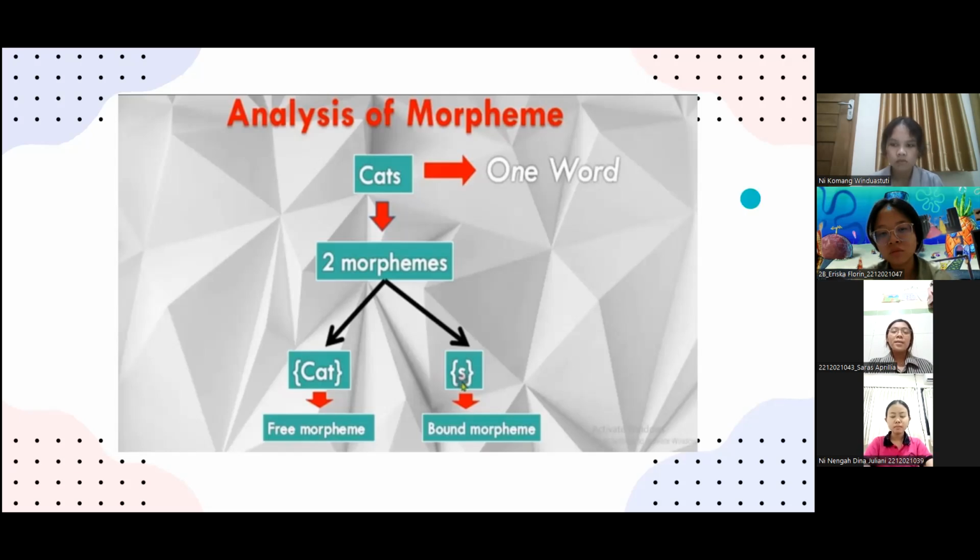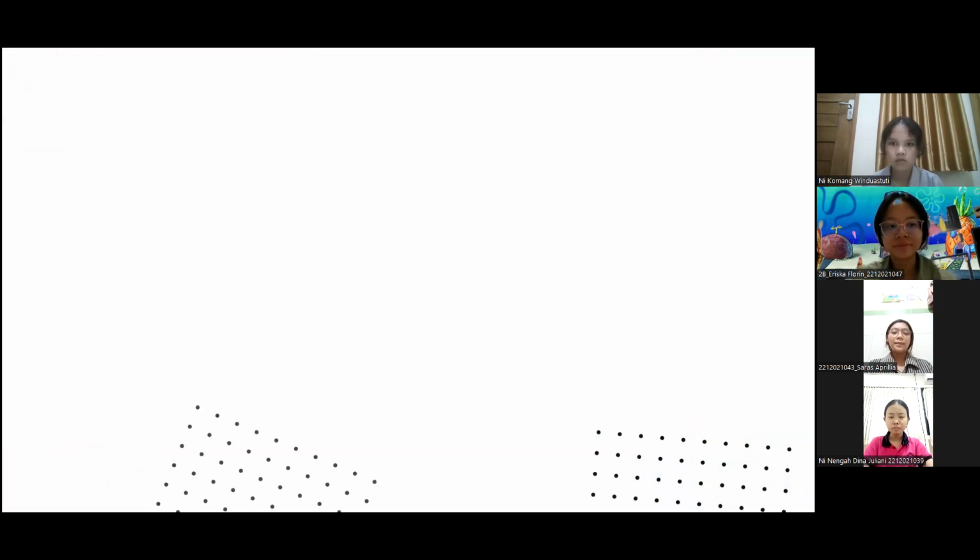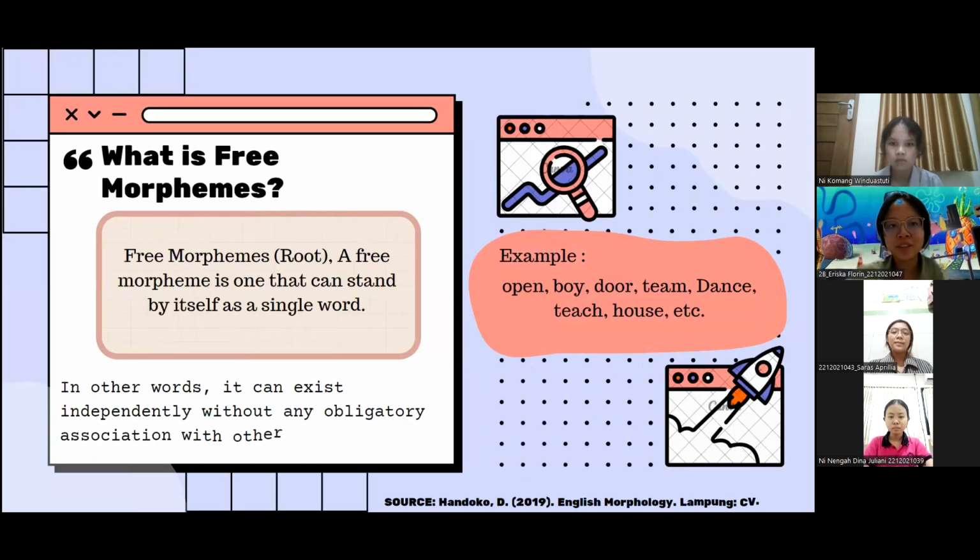So, the next material will be continued by my friend Ariska. Okay, thank you, Saras, for the opportunity given to me. So in this section, I will explain about free morphemes. What are free morphemes? A free morpheme is a free one word that can stand by itself as a single word.